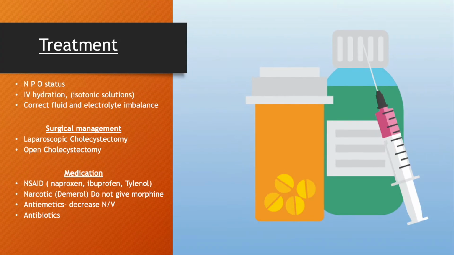So treatment for cholecystitis starts with NPO status, which means nothing by mouth. IV hydration with isotonic solutions, that of our 0.9% sodium chloride, and lactated ringers, guys. These are going to supply that vascular expansion that we need. Also, correcting fluid and electrolyte imbalances is going to be important because they have their own complications.